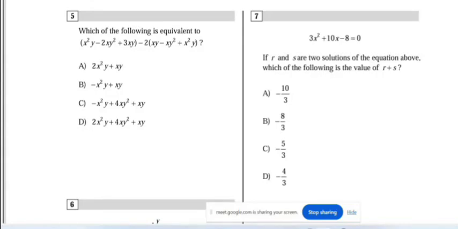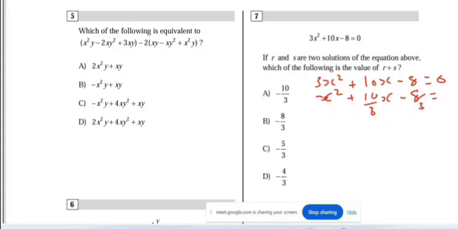If we have 3x squared plus 10x, then minus 8 is equal to 0. Now, what do we do? We make sure that we have x squared standing alone. Divide both sides by 3, so that you have x squared plus 10 over 3 x, then minus 8 over 3 is equal to 0, since 0 over 3 will still give us 0. So you now have this.